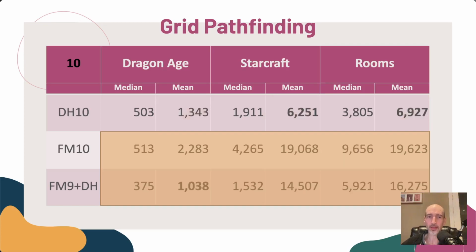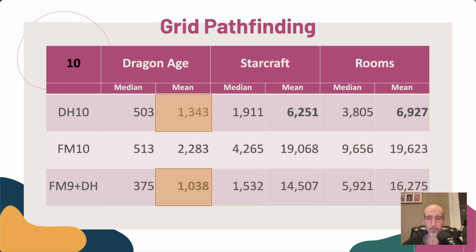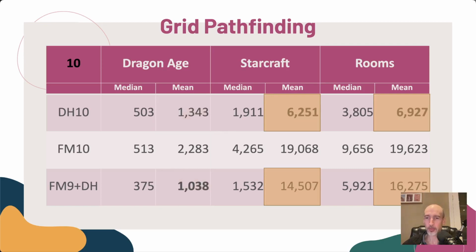But we do see that if we take FastMap and we add a differential heuristic to it, in practice, we always improve the performance of FastMap by using the differential heuristic at the end. Additionally, we see in Dragon Age maps that we did beat the performance of differential heuristics, where in StarCraft and Room maps, we don't. There's some other maps, sometimes we do better, sometimes we don't, depending on the map set in the paper.